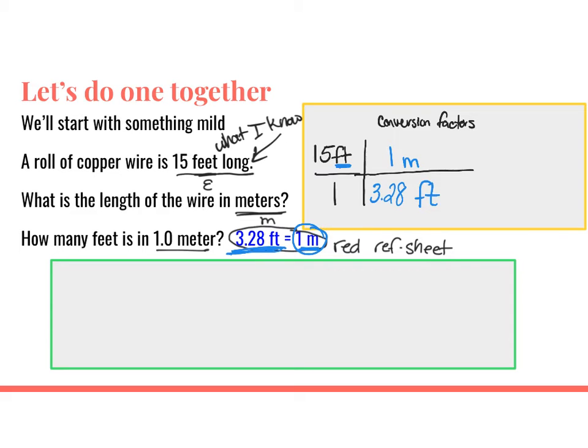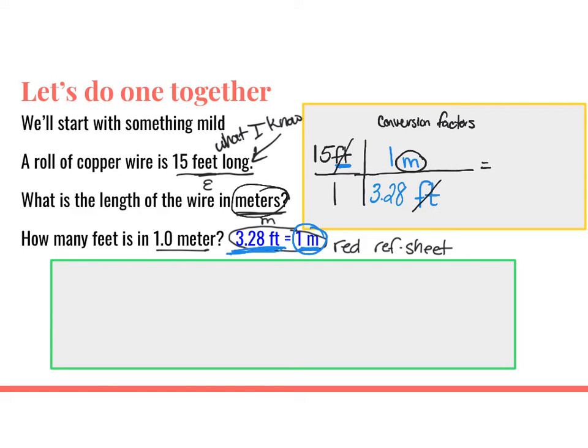Next, what I can do is I can go ahead and cancel the like units. So feet appears on the bottom. It also appears on the top. So now what I'm left with is meters. Is that what I want my answer in? What is the length of the wire in meters? Sure is. So that's all I had to do.